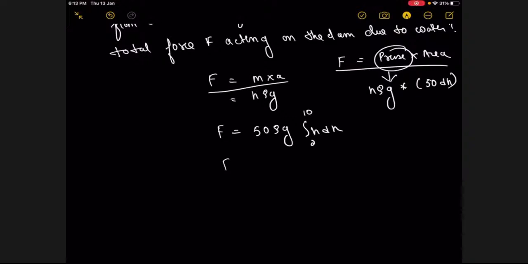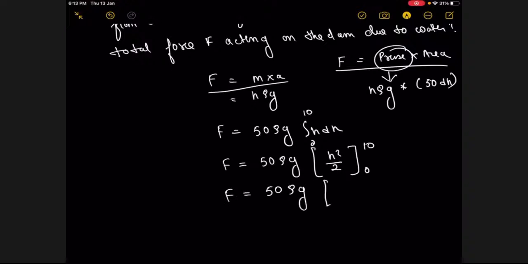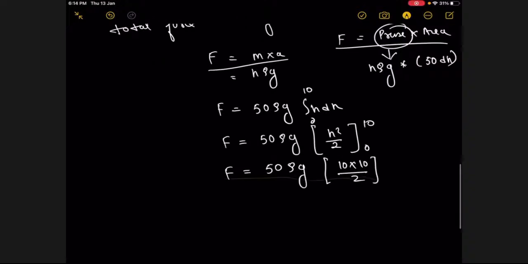So force is equal to 50 rho g times h squared by 2, from 0 to 10. So F is equal to 50 rho g times 10 into 10 by 2. If you solve this, the answer will come 25 into 10 to the power 6. So this is the amount of force that will be exerted.